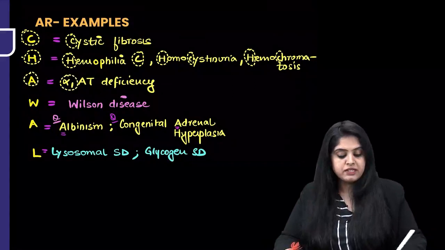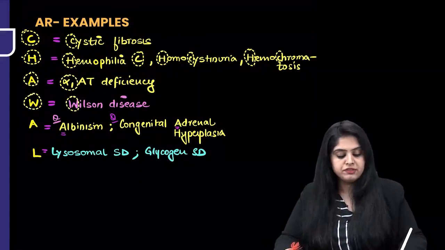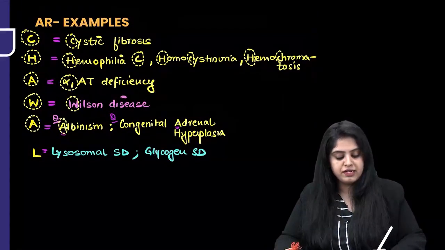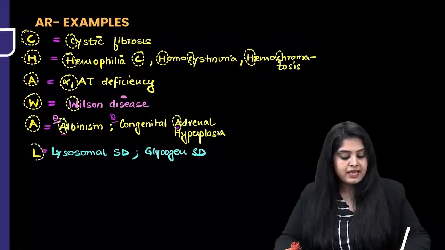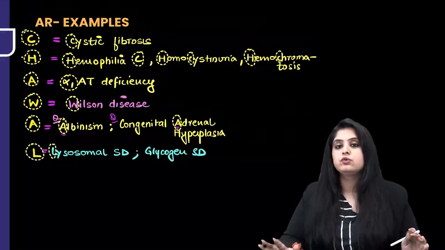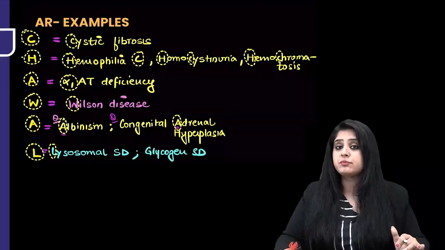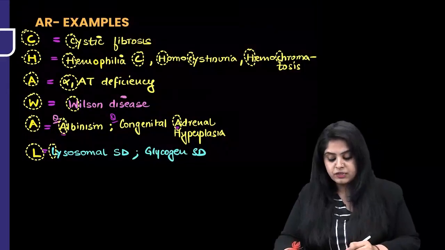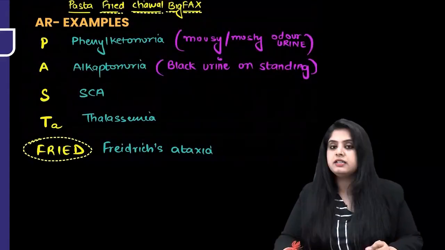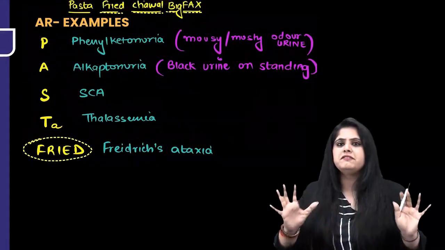A for alpha-1 antitrypsin deficiency, W for Wilson's disease, A for albinism as well as adrenal hyperplasia, L for lysosomal and glycogen storage, all storage disorders. I'll come to exceptions also in those lysosomal. So in that big order that you placed, finally pasta done, fried chawal done, so big fat order kya hai?